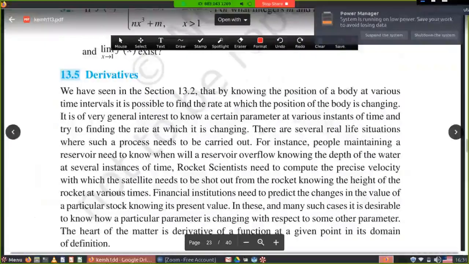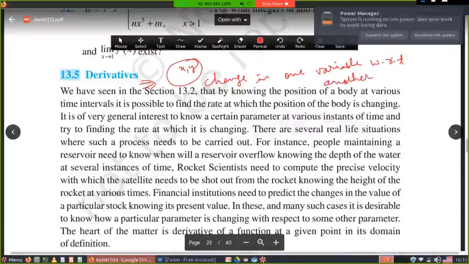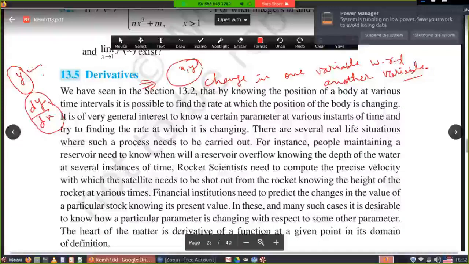Derivative, in short, means this: suppose two variables are here in the question, suppose x and y are the variables. If we want to calculate the change in one variable with respect to another variable, then that is a derivative. Derivative means change in one variable with respect to another variable. In this chapter, when we calculate the derivative of y, we write dy upon dx, or maybe y dash notation will be there to represent the derivative.